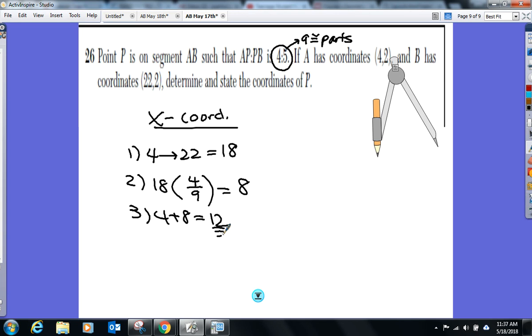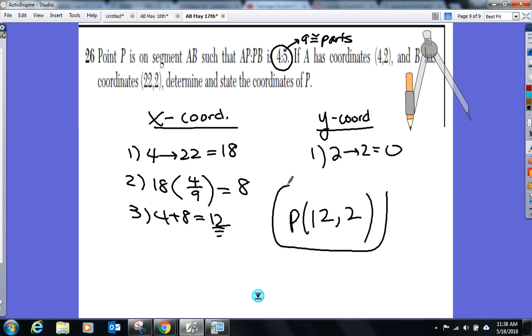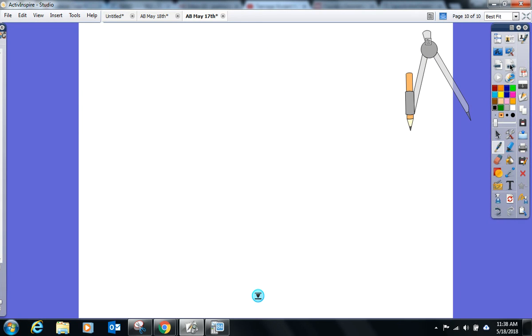All right, let's do the same thing for the y-coordinate. Now you're going from what to what? 2 to 2? Do we have to do this? Do I have to go through all this? No. So what's my coordinate then of point P? 12, 2. Yep, the y coordinate didn't change. All right, and I think, is that it? One more? That's it. All right, we're good. That's what I wanted to get through as far as the Regents exam goes.